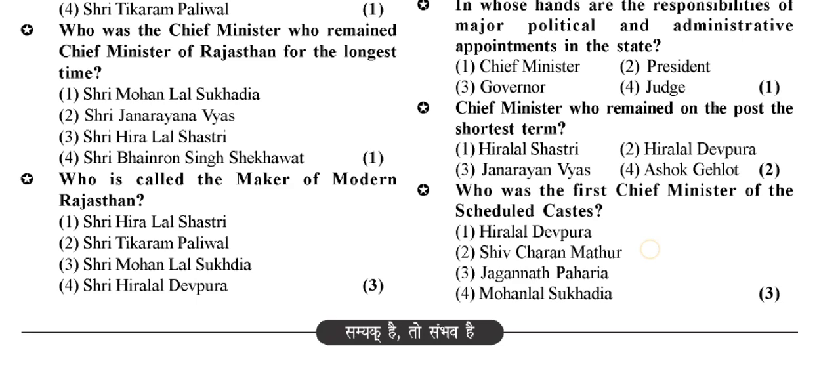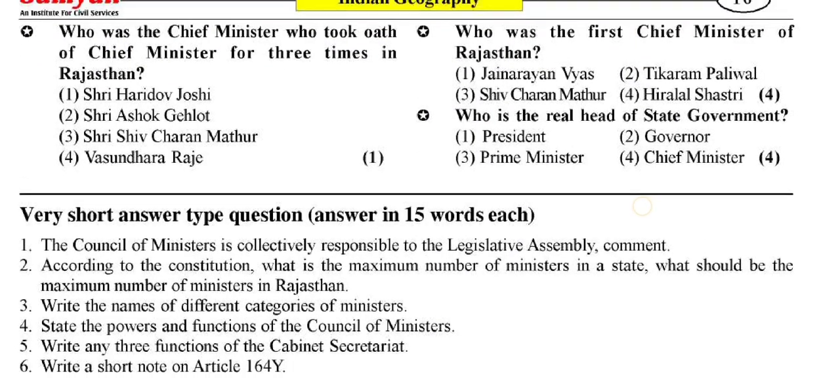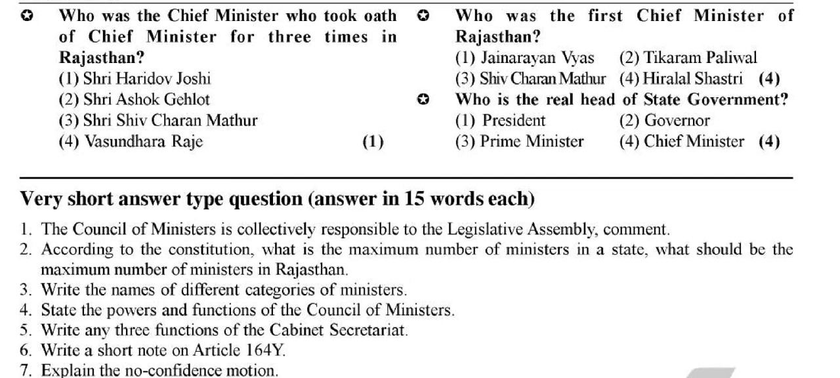Who was the first Chief Minister from a scheduled caste? Jagannath Pahadia. Who took the oath of Chief Minister three times in Rajasthan? Shri Shiv Charan Mathur. Who was the first Chief Minister of Rajasthan? Hiralal Shastri. Who is the real head of the state government? Chief Minister.